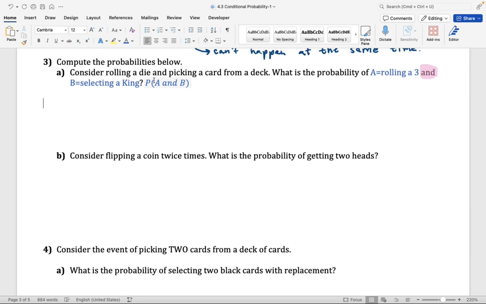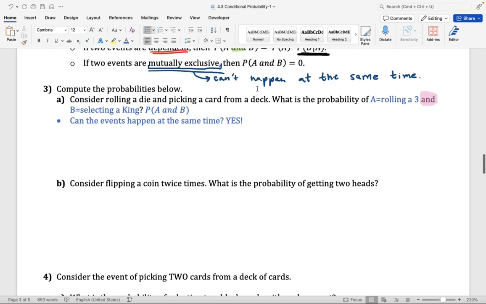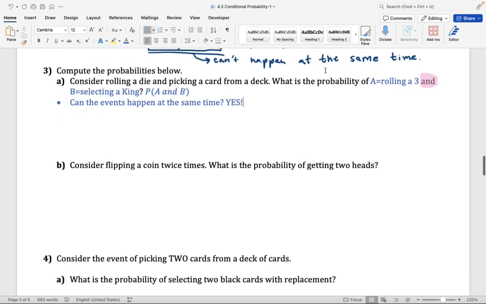Okay. So again, here I'm saying, what is the probability of A and B? You should be asking yourself, can the events happen at the same time? The answer is yes, they can happen at the same time. If they couldn't happen at the same time, then we would say the probability of A and B is equal to 0. Okay, but that is not the case.